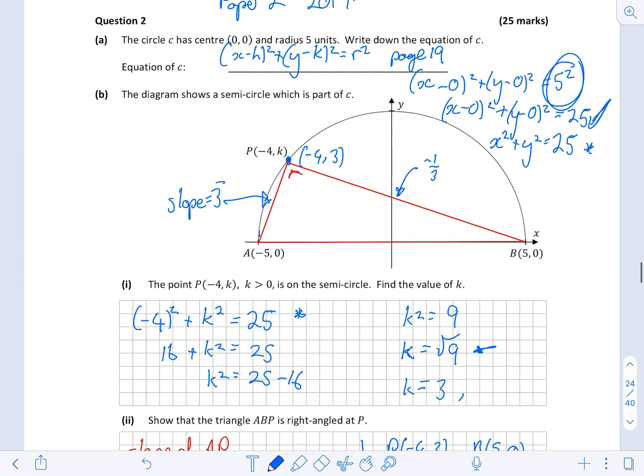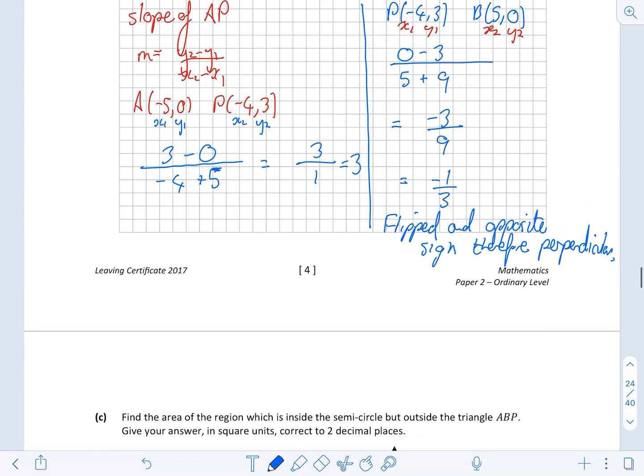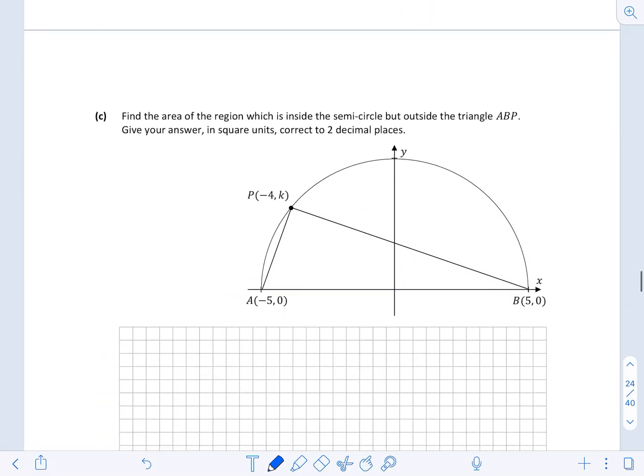So when we have this idea of the 3 here and the minus 1/3 here, we can see that that 3 is technically 3 over 1, and that's minus 1 over 3. So when we flip the fraction and change the sign, well then we have perpendicular lines, and we should know that, okay? So on to part B.